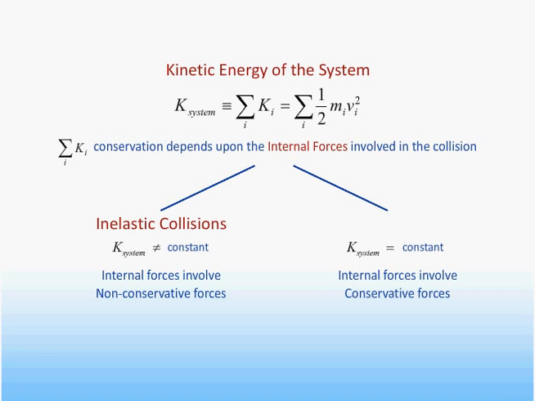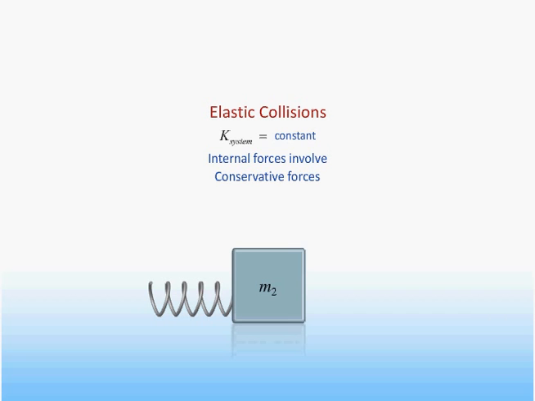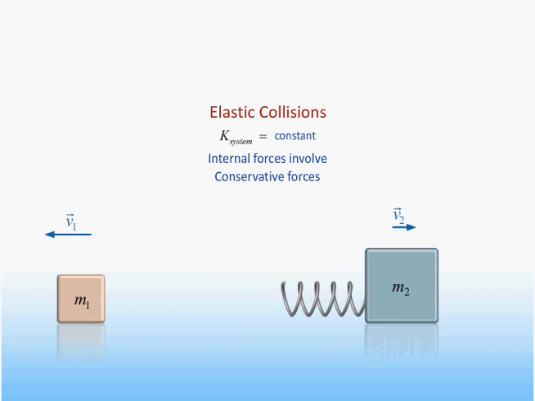In this case, the total kinetic energy of the system is conserved. We call these collisions elastic collisions. As an example, consider the collision we discussed last time with one modification. Instead of having the boxes stick together, we'll put a spring on one of the boxes as shown. The spring will compress during the collision, storing potential energy, and when it relaxes back to its original length, it will turn this stored potential energy back into kinetic energy.